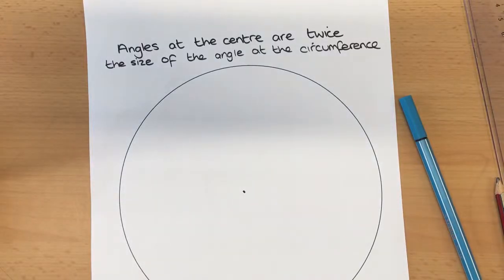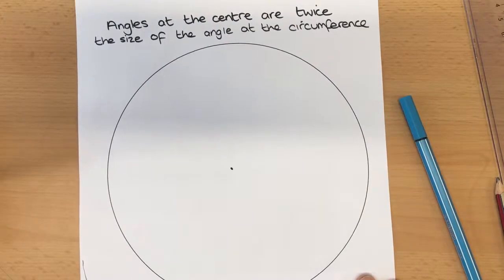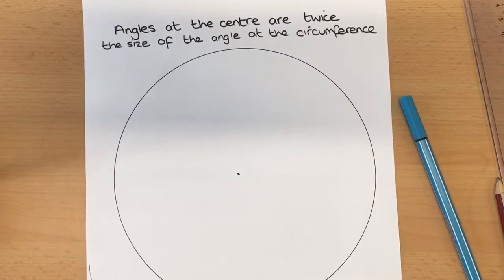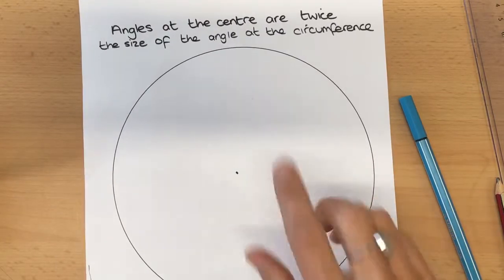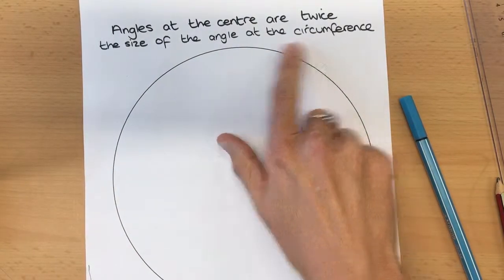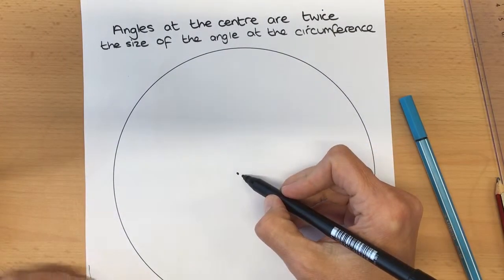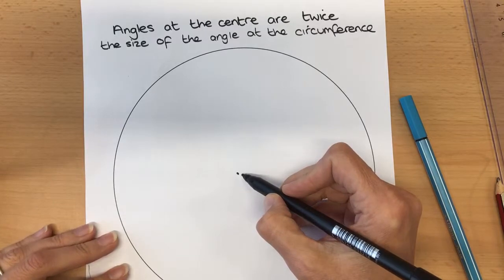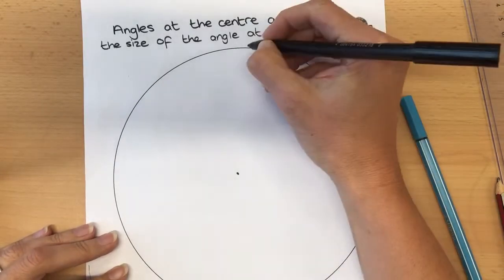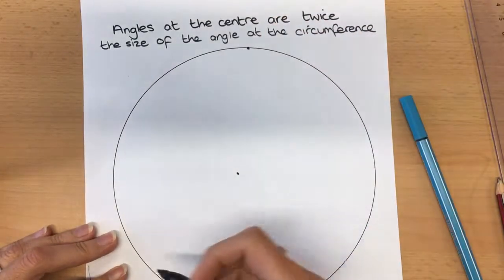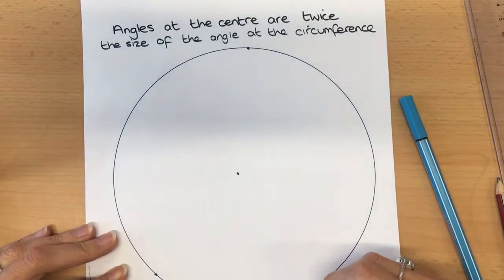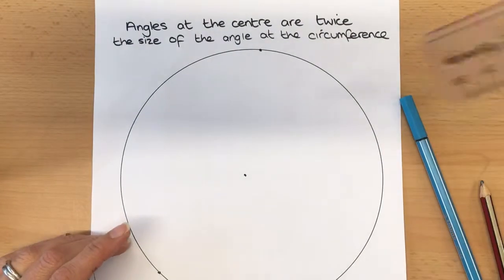Okay, we're going to have a look at another circle theorem. So this time, this circle theorem refers to angles at the center being twice the angle at the circumference. So if we have a center of a circle here, and then we basically pick 3 points on the circumference. So if I pick one here, and one here, it doesn't matter where I choose them.